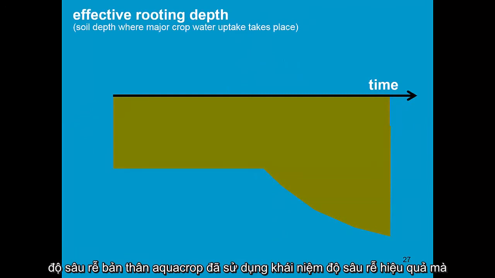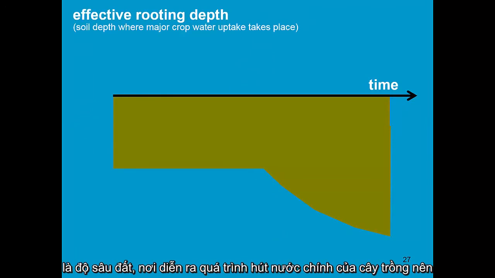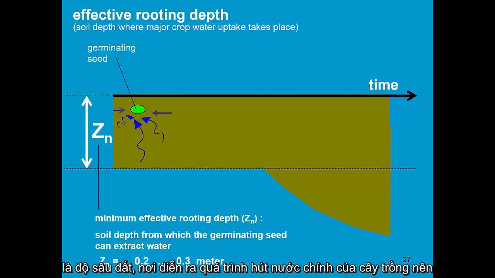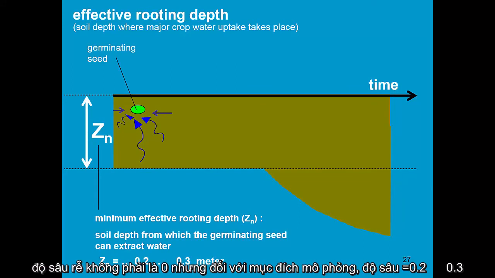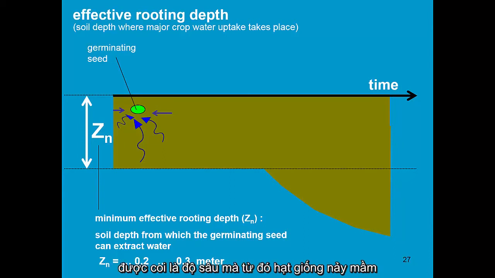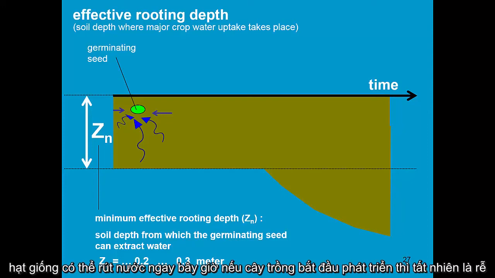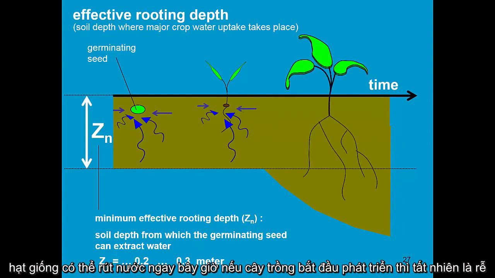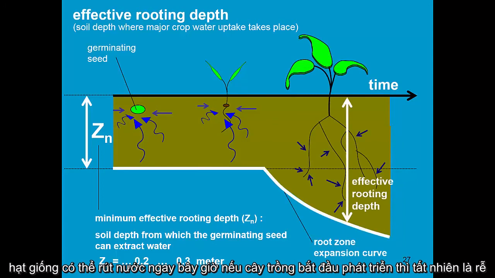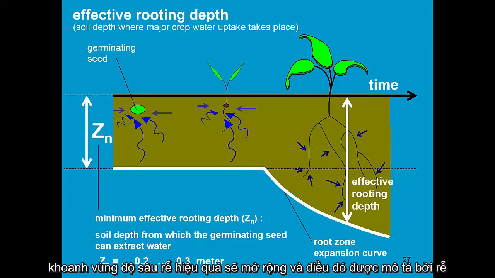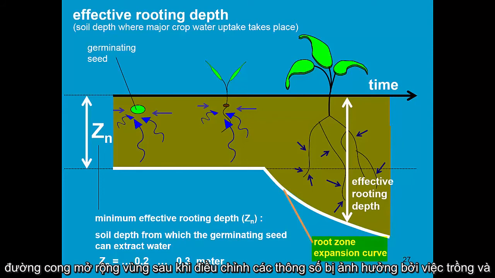AquaCrop uses the concept of effective rooting depth. That is the soil depth where major crop water uptake takes place. So the initial rooting depth is not 0, but for simulation purposes, a depth of 0.2, 0.3 meter is considered. It is the depth from which the germinating seed can extract water. Now, if the crop starts growing, then of course the root zone, the effective rooting depth, will expand. And that is described by the root zone expansion curve.